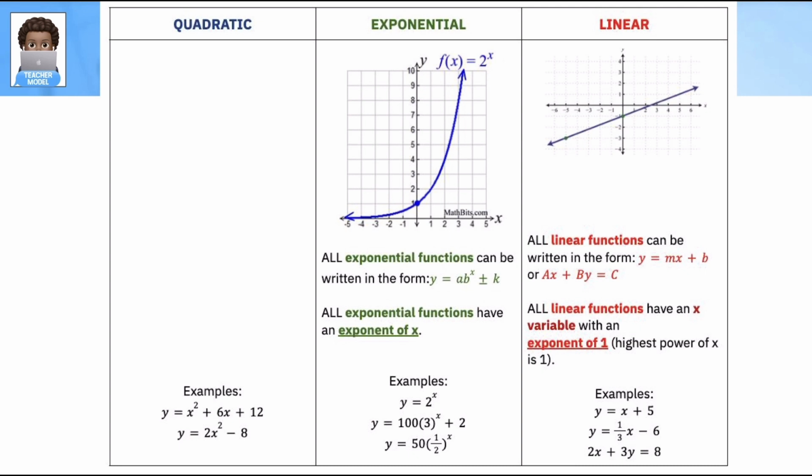In terms of the equation itself, they're going to look like this one down here. Y equals AB, and x is the exponent, to the x power. And usually it's plus or minus some type of number. Now, sometimes like this one here, there's no k, so it would just be plus 0. There's nothing there. And sometimes there is a number there, like this one here, where there's a 2. All right, so that's how we can recognize our exponential functions, because they have an exponent of x.